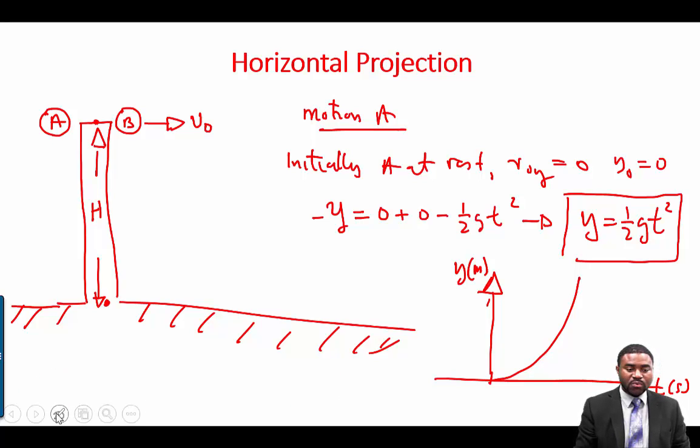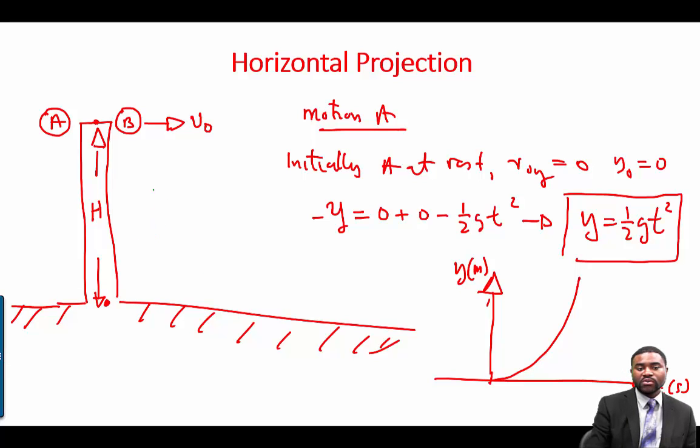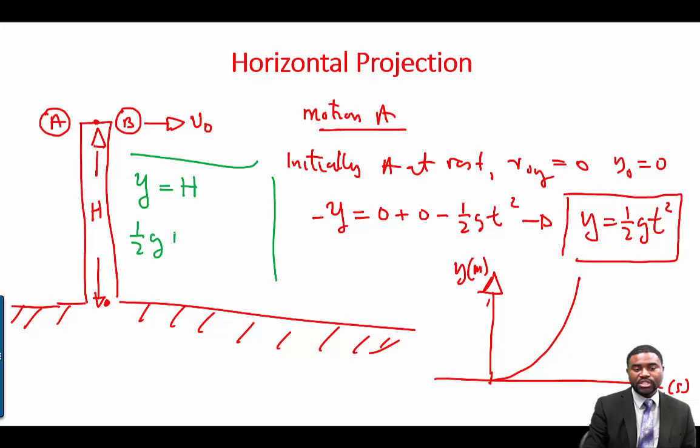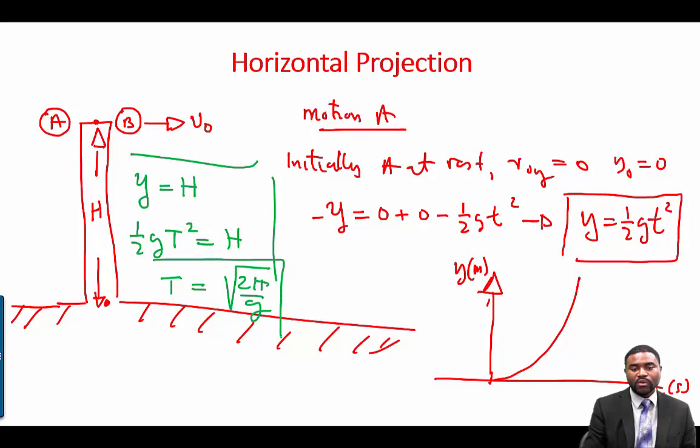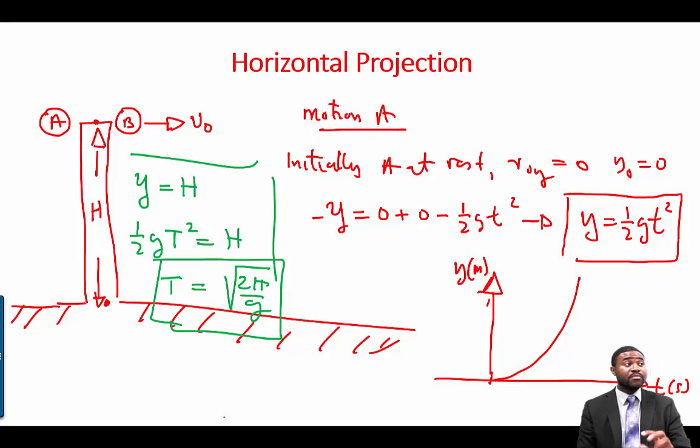Now, this is what happens, and it's not magic. When the ball hits the ground, what happens? I'm going to do this here. When the ball hits the ground, y is equal to h, which means that half g capital T squared is equal to h. And if you simplify, capital T will be the square root of what? H over what? 2g. Now, this is the time for the ball to fall. Do you understand me? This is the time for the ball to fall.